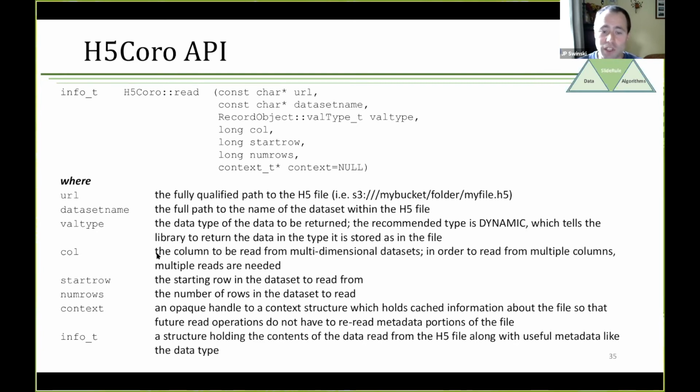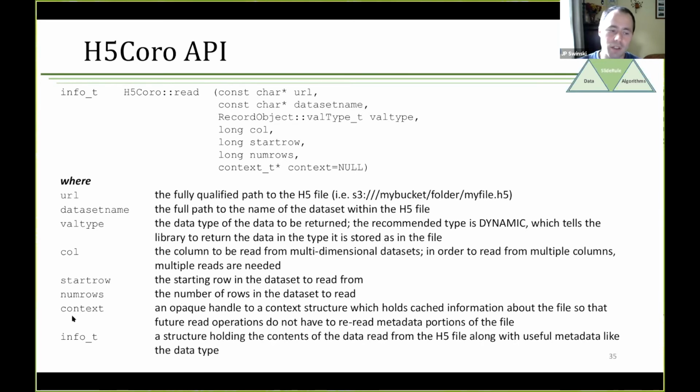You tell it, if you have multi-dimensional data sets, which column you want in the start and the stop rows. If you have more than 2 dimensions, it collapses all the dimensions above that together in the data set that it returns.